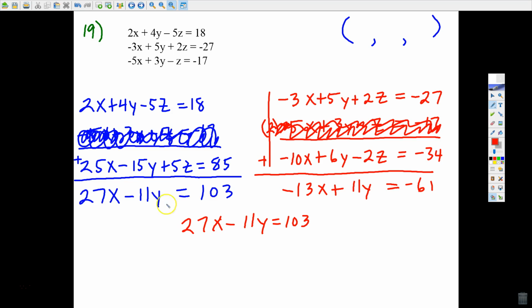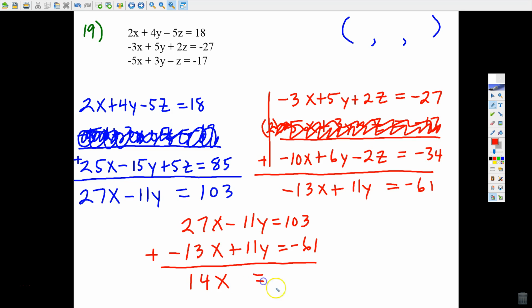Okay, so there's the equation from the left. Here's the equation from the right. And it's set up perfectly for elimination. I don't have to do anything. I can eliminate y automatically with addition. So 27 plus -13 is 14x. And somebody can help me with 103 minus 61. 42.